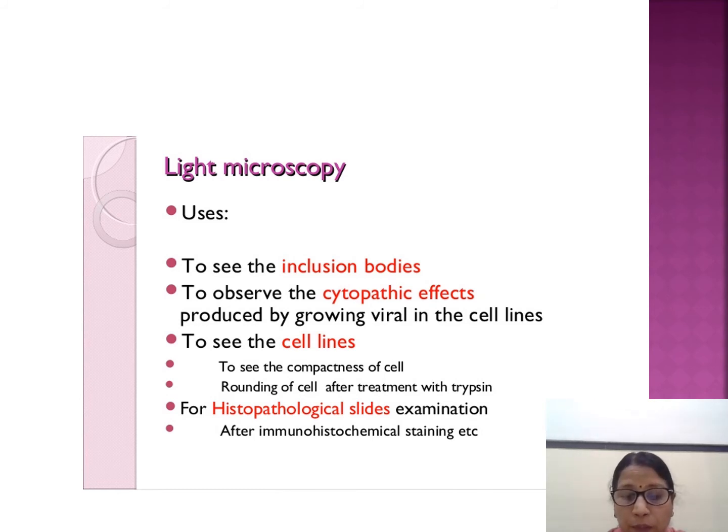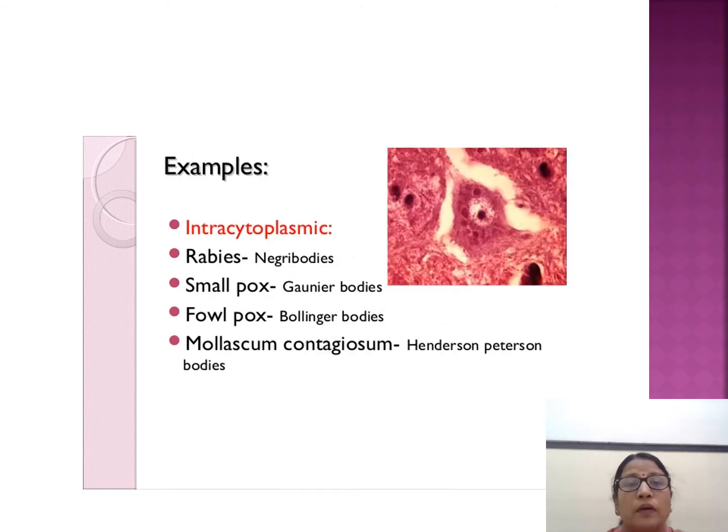So basically a light microscope is not to visualize virus as such. They are very small in size. They are in nanometer size. We can't see them in a light microscope. But inclusion bodies, cytopathic effects, various cell lines, histopathological sections, they can be visualized in a light microscope.